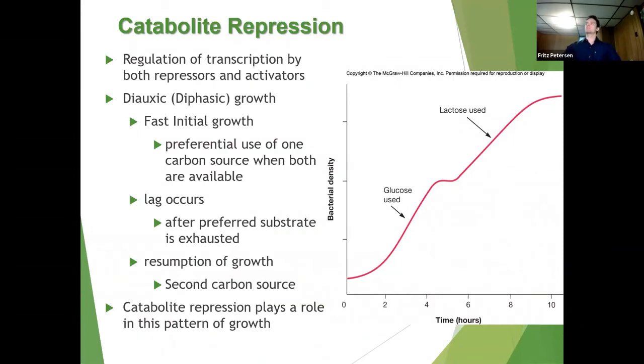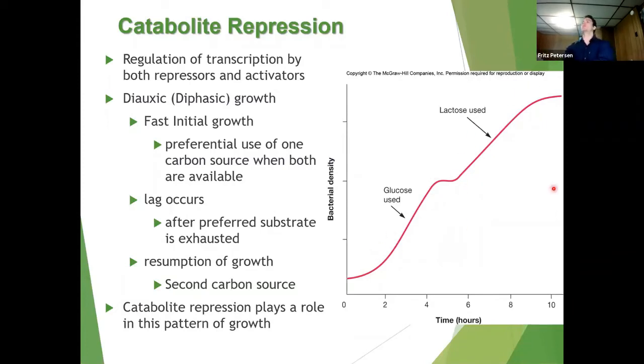So catabolite repression allows the microorganisms to adapt quickly to a preferred carbon and energy source first, and it's achieved through the inhibition of synthesis of enzymes involved in the catabolism of carbon sources other than the preferred one. During this glucose-abundant phase, the enzymes that code for the metabolism of lactose are repressed. The cell is not expressing them. And so catabolite repression is the reason we see this growth curve.